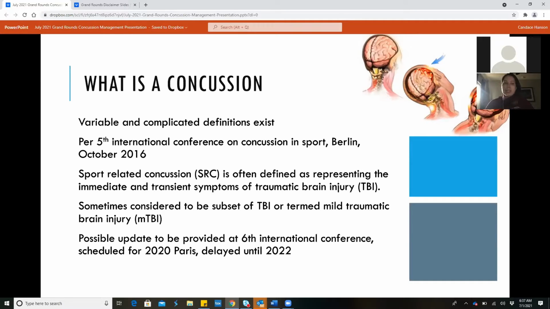So sport-related concussion is often defined as representing the immediate and transient symptoms of traumatic brain injury. It's sometimes considered to be a subset of TBI, or termed mild traumatic brain injury. A possible update to be provided at the 6th International Conference. I just included this in here because it was scheduled to be in 2019 and then moved to 2020 in Paris, and now it's delayed until 2022 because of the pandemic. So just like everything else in life.